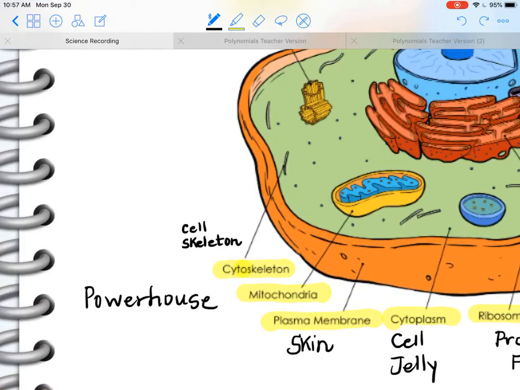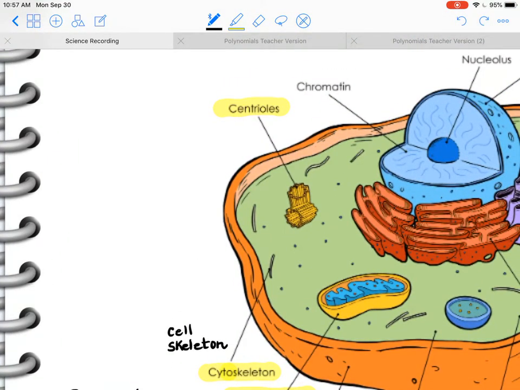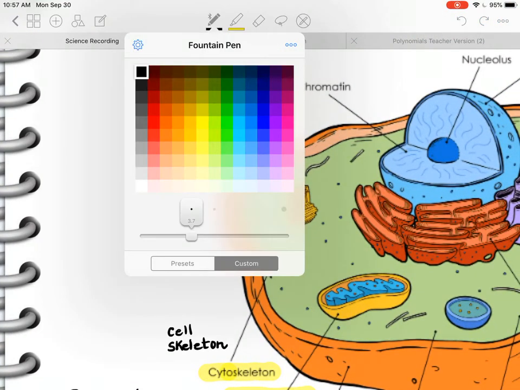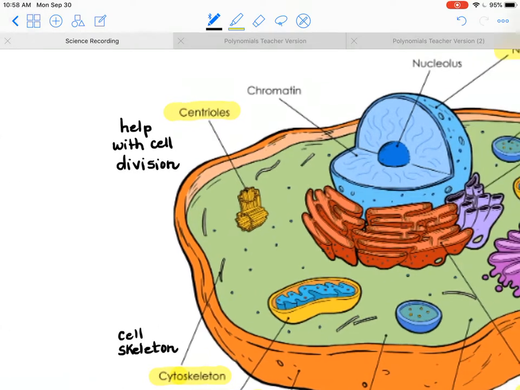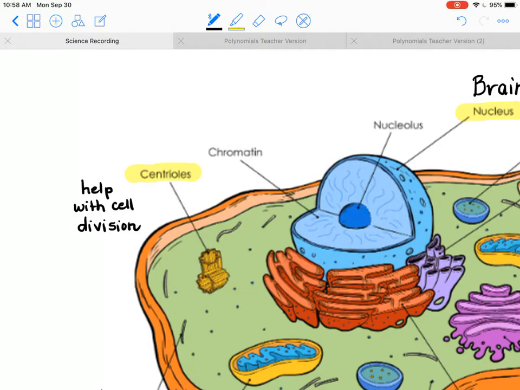So this little fella right there, the centriole, is there for the cell to reproduce. When it's time for this cell to split into two new cells, the centrioles help with that. So it helps with cell division. And let me show you that process again because I want you to know how to do an internet search that's actually going to tell you something.